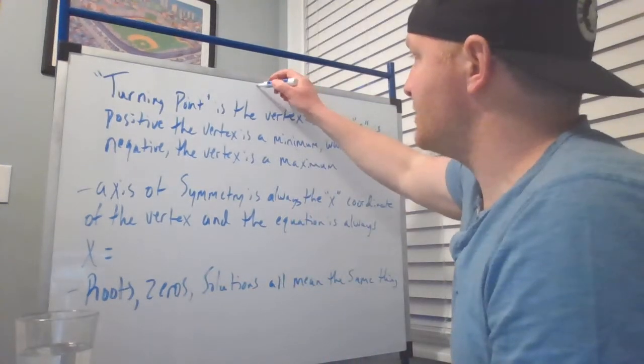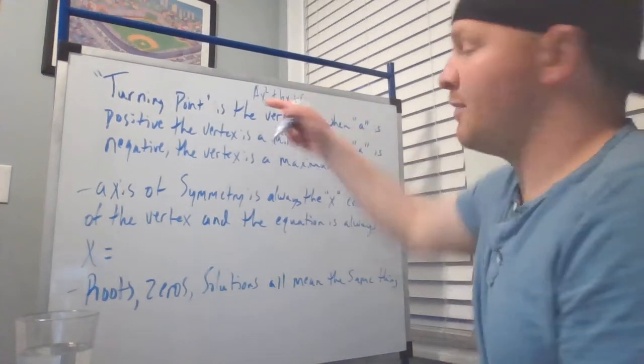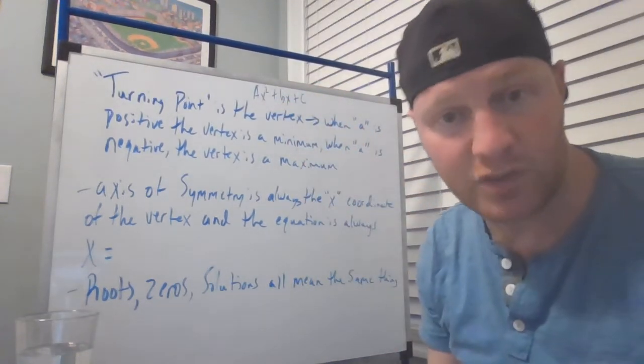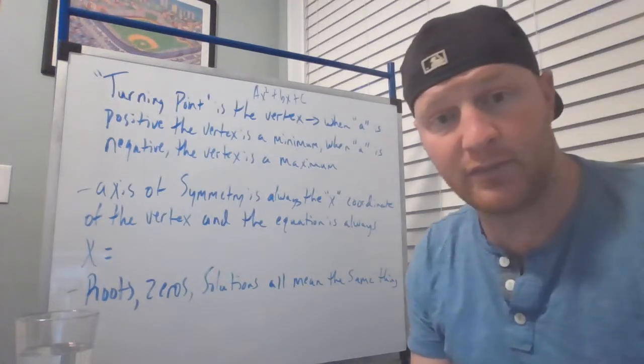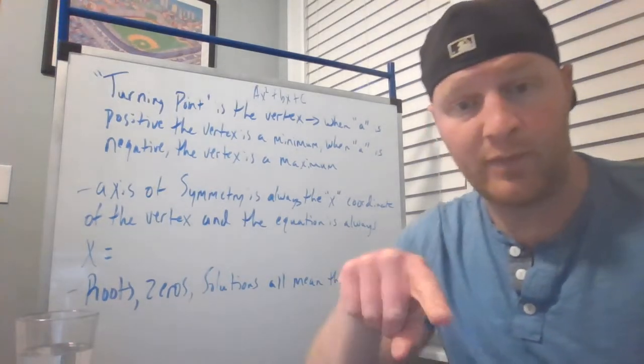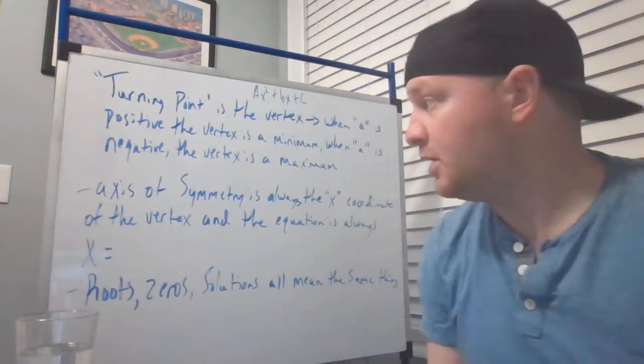Remember, when I'm talking about the a, I'm talking about ax squared plus bx plus c. I'm talking about that coefficient in front of the x squared term. And when the a is negative, that means the vertex is a maximum. That means that the parabola opens down like that, and it goes like such.